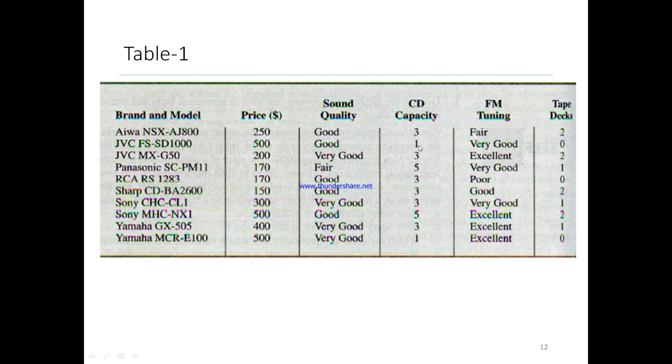That is 3 plus 1 is 4, 4 plus 3 is 7, 7 plus 5 is 12, 12 plus 3 is 15, and then 15 plus 3 is 18, 18 plus 3 is 21, 21 plus 5 is 26, 26 plus 3 is 29, 29 plus 1 is 30, and the total is 30. You have 10 elements here, so 30 divided by 10, that is 3. So the average CD capacity is 3.